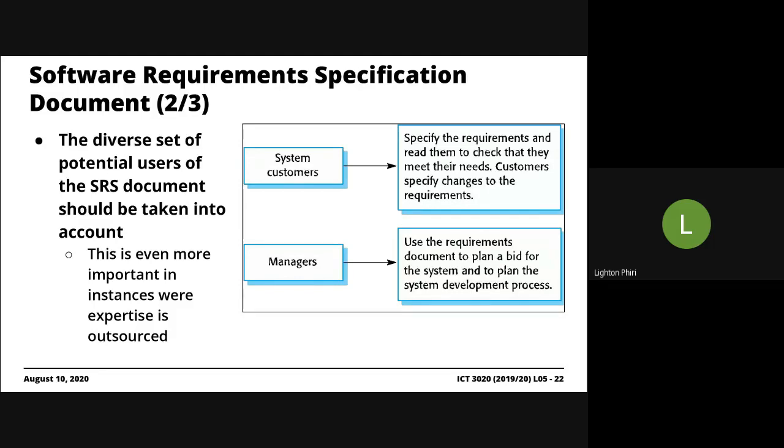But also on the part of the client itself, you have again a broad spectrum of users that will benefit from the document itself. So some random examples here is system customers, right? So these will be the people that will specify exactly what sort of changes should be made in the event that you misrepresented certain specifications.